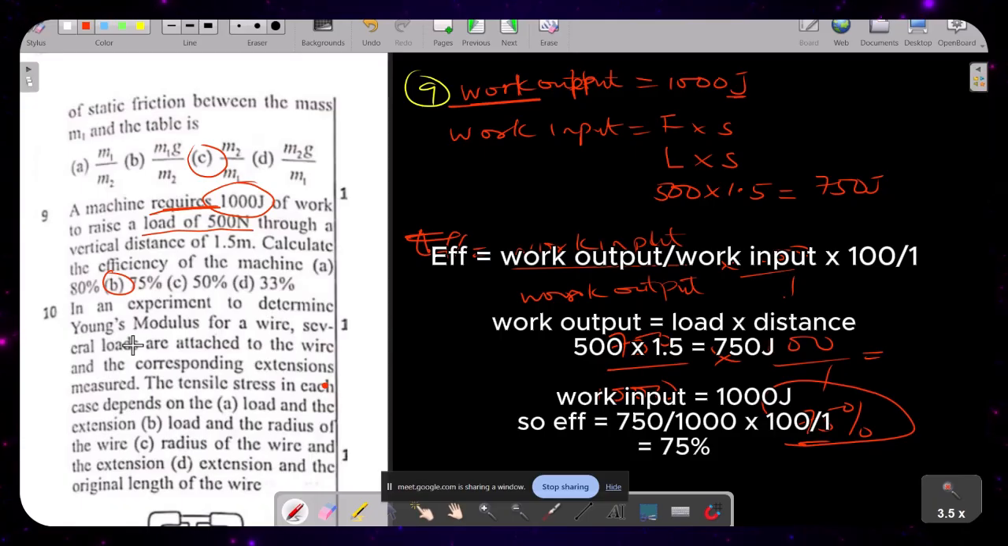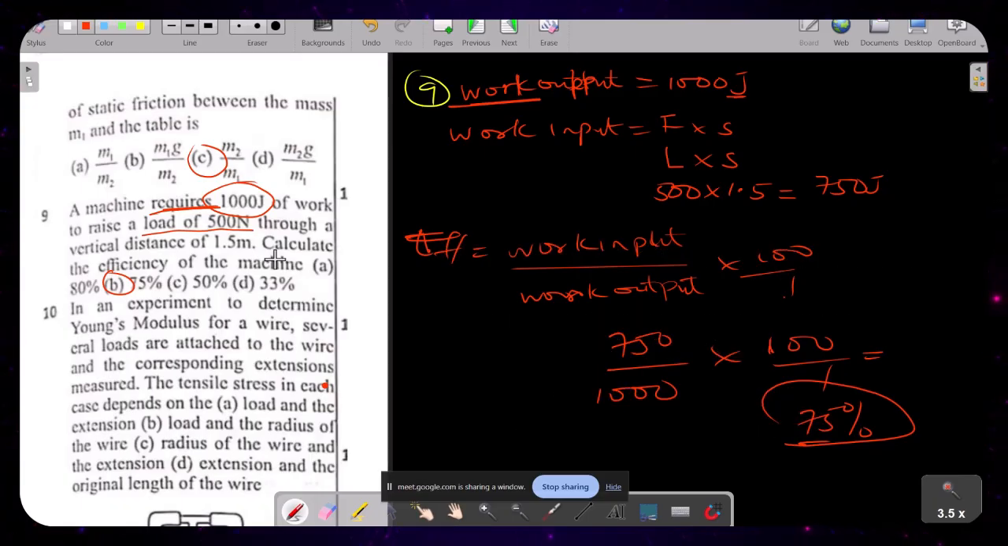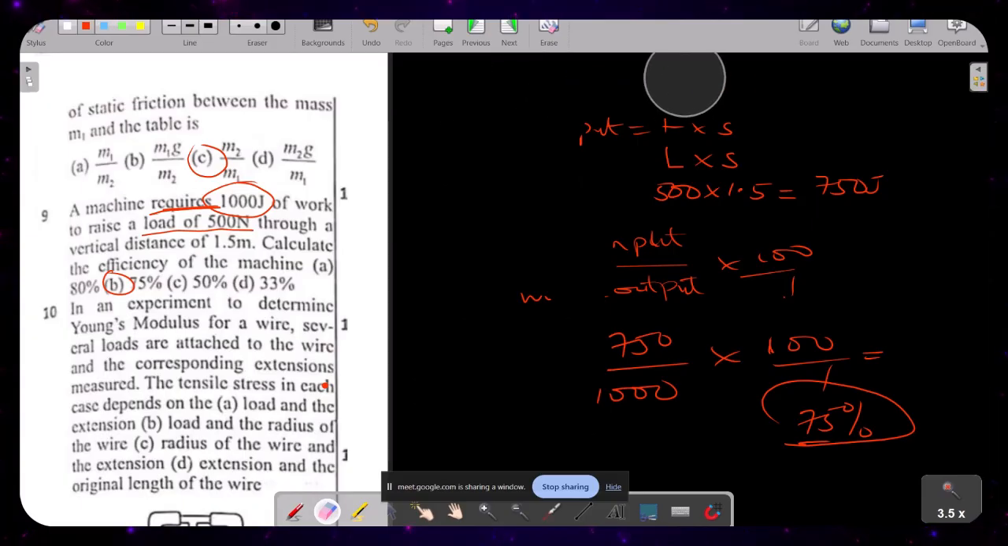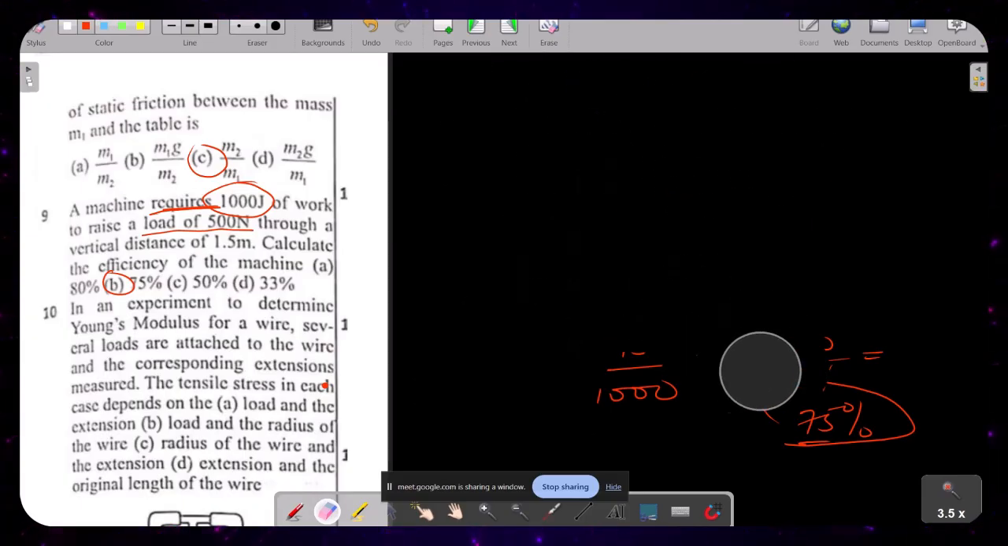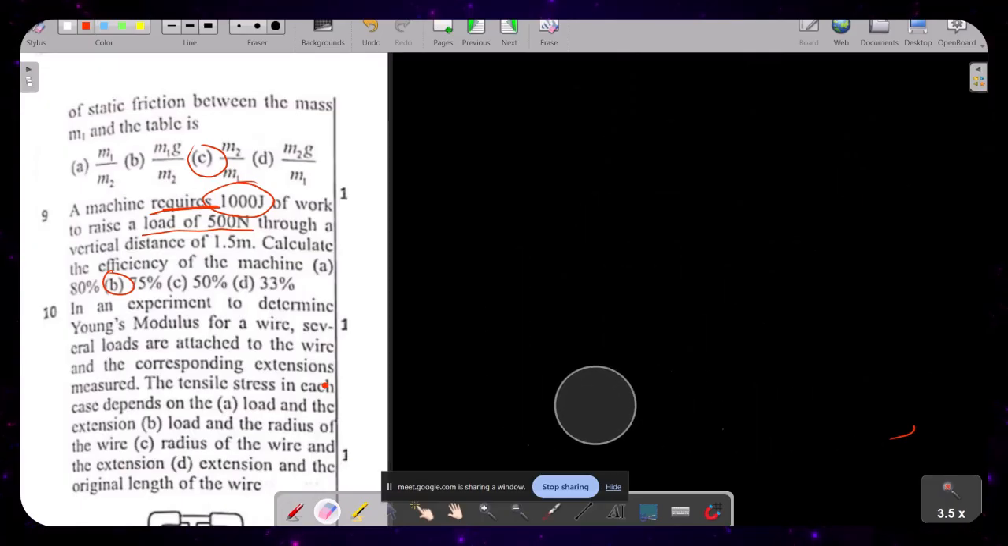All right. So now let's look at question number 10. Question number 10 says, in an experiment to determine Young's modulus, several loads are attached to the wire and the corresponding extension measured. The tensile stress in each case depends on, let's look at what tensile stress depends on.